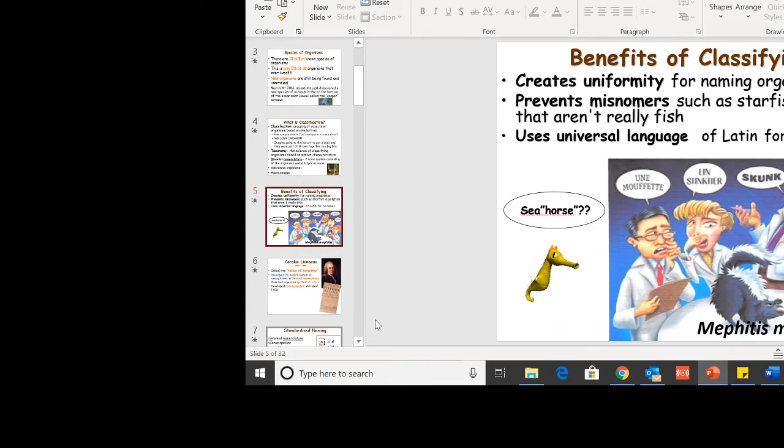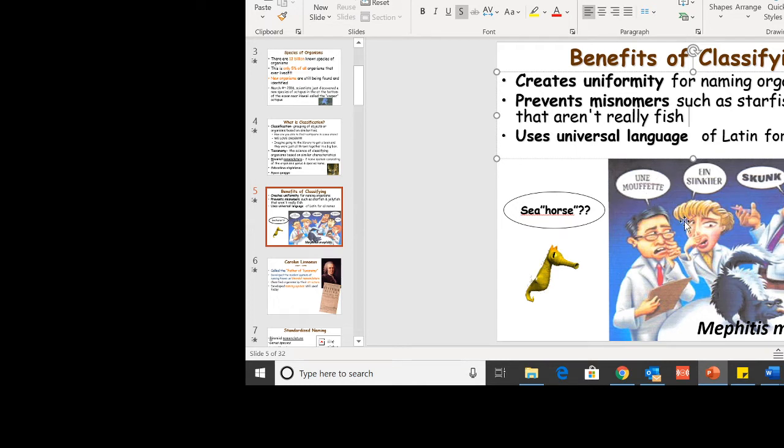Why do we name things? Why do we have some sort of common naming system? Really, there are three benefits. It creates uniformity. It prevents misnomers. What's a misnomer? It's like a misconception based on something, like a starfish and a jellyfish. Those aren't even fish, but that's what we call them. They have a scientific name to help you make sure you don't give them a misnomer. You might think a jellyfish is actually a fish when it's not. And it uses universal language.